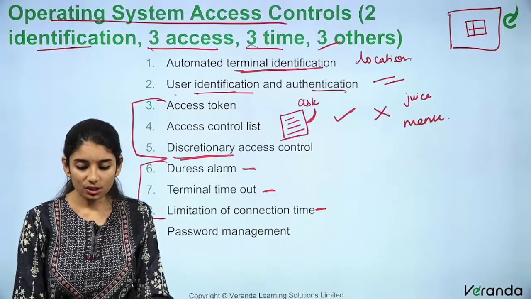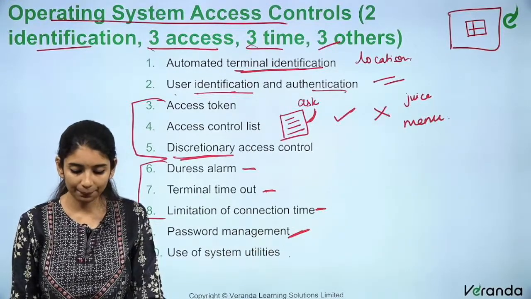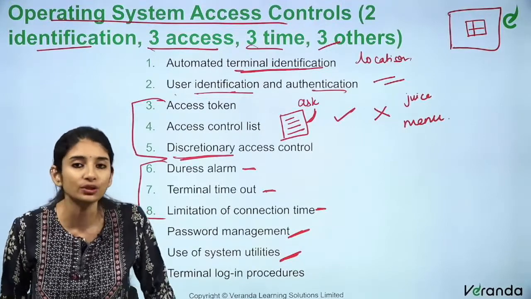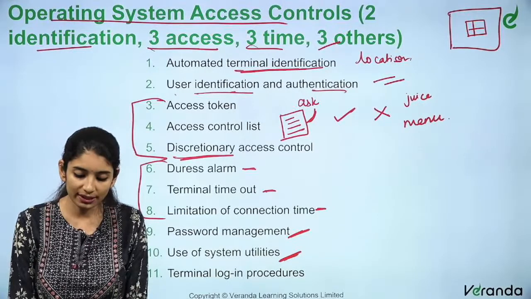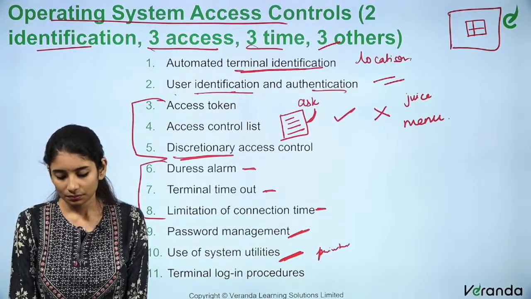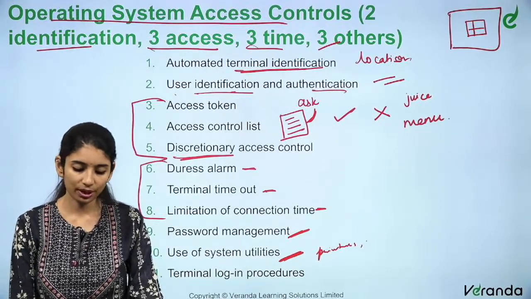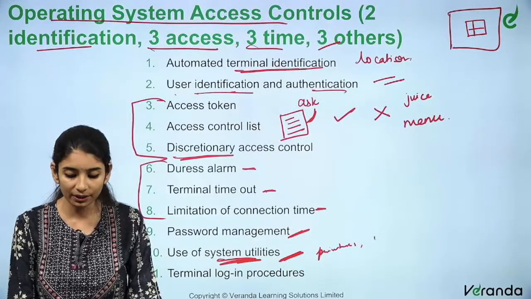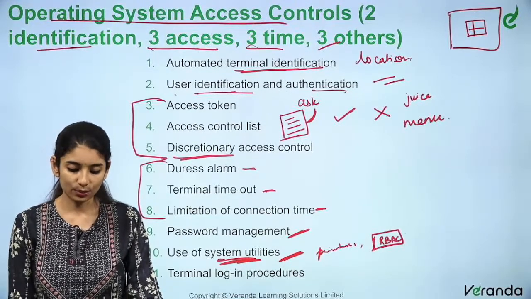And 3 points others, which are password management. Need to have a strong password management policy in the company. Use of system utilities. What is the meaning of system utilities? Like my printers, all the other resources of the computer. I need to ensure that I have defined proper access. RBAC, who can access what?